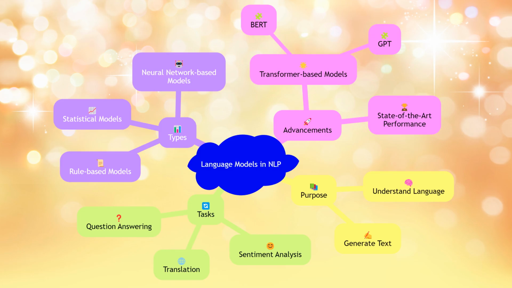Language models are the backbone of NLP applications. They are designed to understand and generate human language by learning from vast amounts of text data. These models can perform a variety of tasks such as translation, sentiment analysis, and question answering. The most common types of language models include rule-based models, statistical models, and neural network-based models. In recent years, transformer-based models like BERT and GPT have revolutionized the field by achieving state-of-the-art performance on many NLP tasks.